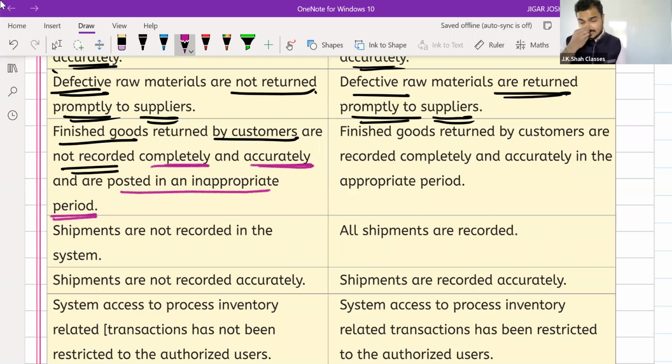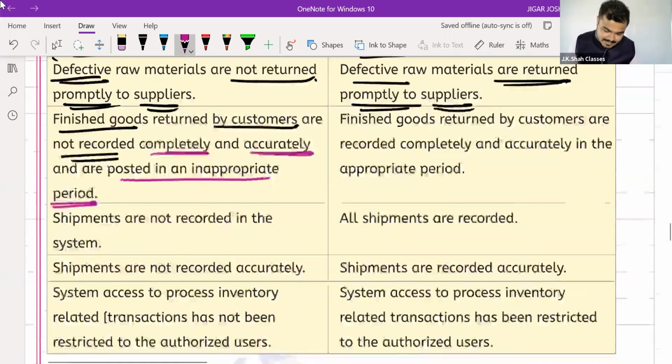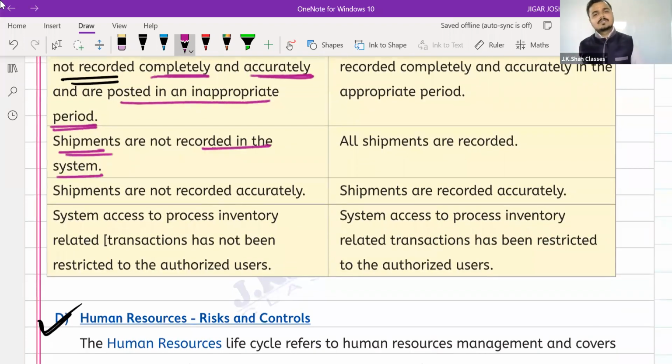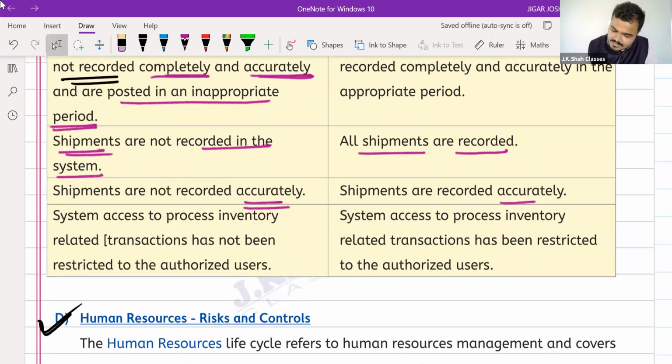Understood? Yes. Now, my dear child, we are sending the goods to whom in O2C? Sir, to the customer. In inventory, finished goods are sent to whom? Sir, obviously to the customer only. Suppose shipments are not recorded in the system. Sir, it's a risk. We want all shipments to be recorded. Shipments are not recorded accurately also, so it's a risk. Shipment must be recorded accurately.